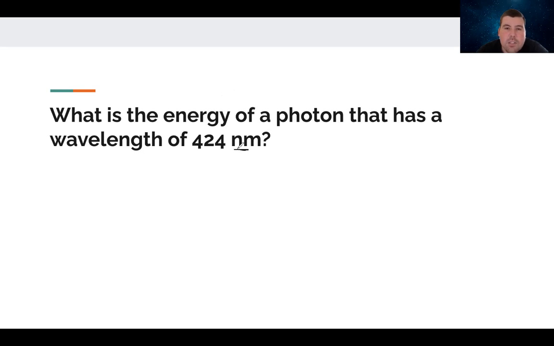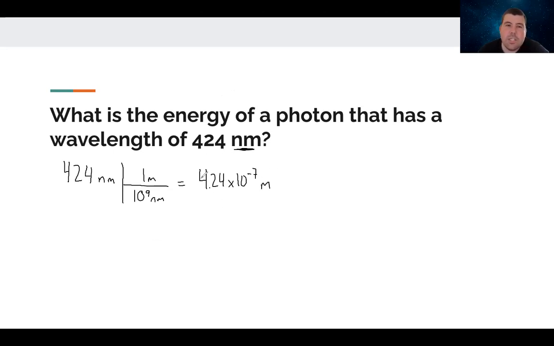So once again, the first thing that we're going to do is convert nanometers to meters. Being comfortable with the conversion for nanometers to meters is going to be pretty important. There are 10 to the 9th nanometers for every 1 meter. Plug this into your calculator and you'll get 4.24 times 10 raised to the negative 7th meters.